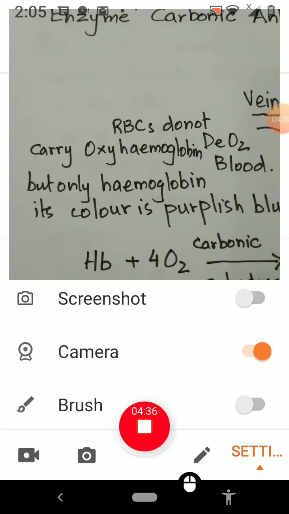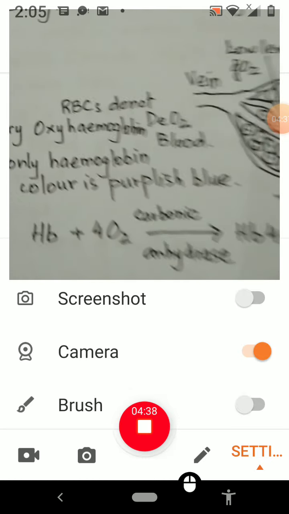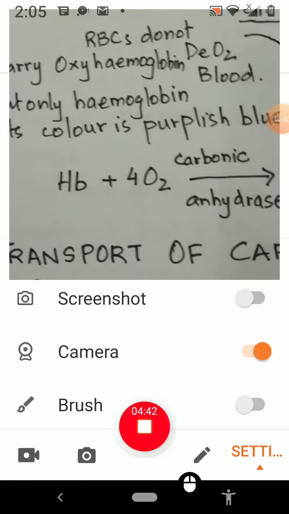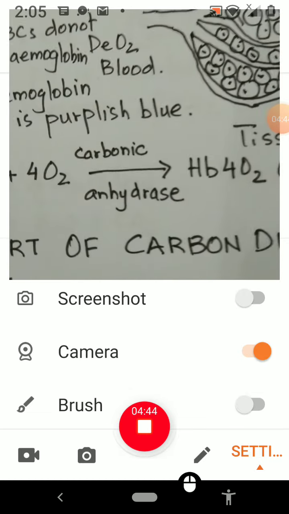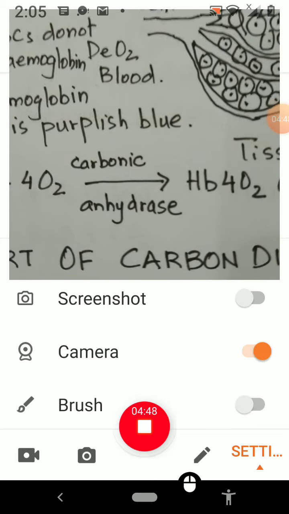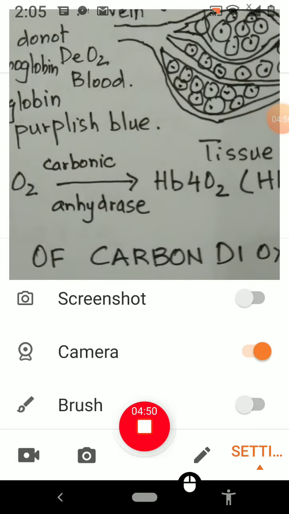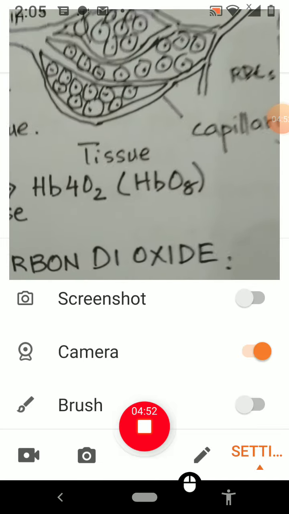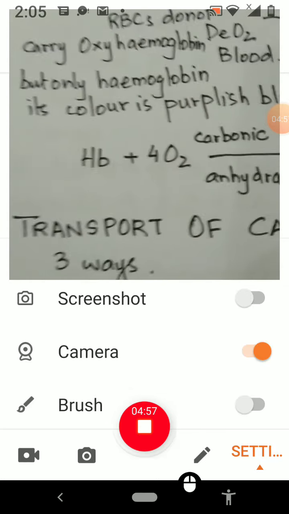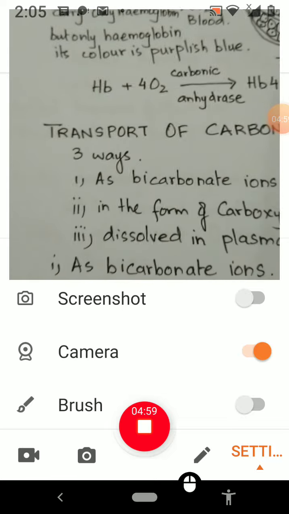more oxygen molecules. So if you look at the reaction, one molecule of hemoglobin combines with four molecules of oxygen, assisted by the enzyme carbonic anhydrase. It converts into oxyhemoglobin. So this is how oxygen is carried.